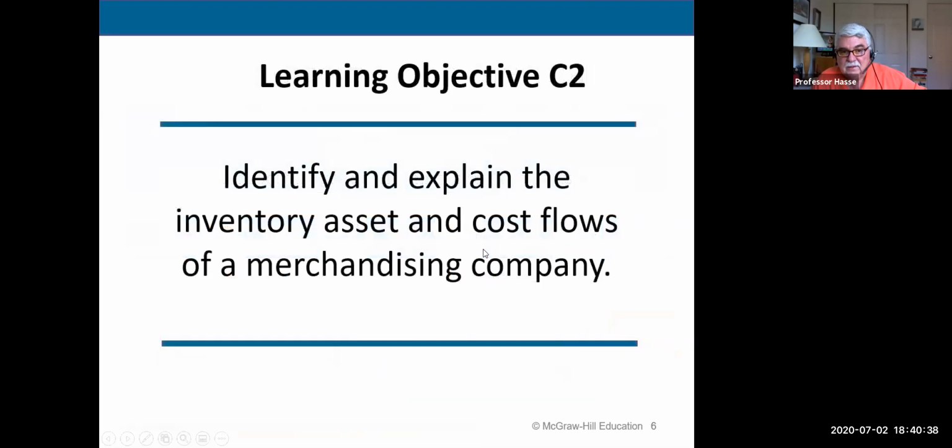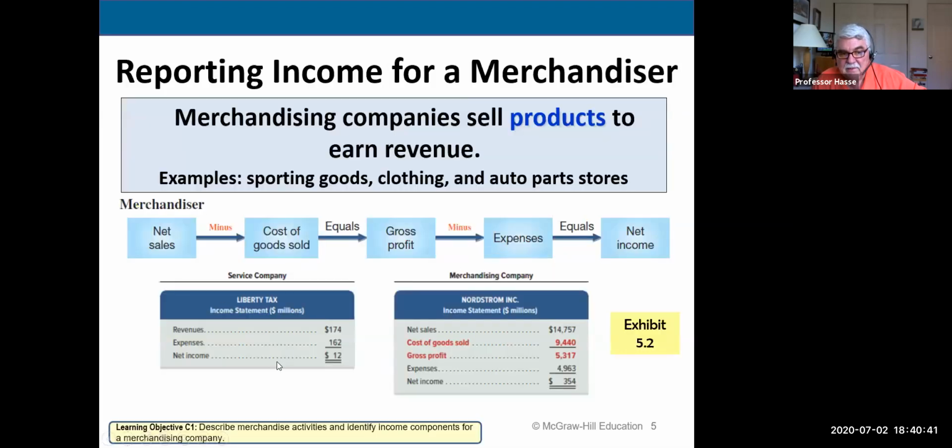And here's what it looks like. In the old days, and in quiz number 2, your income statement was revenue minus expenses, whatever those expenses were. Now revenues are called sales. There's the cost of goods sold, what they paid for the product that they sold, and then the expenses of the company.